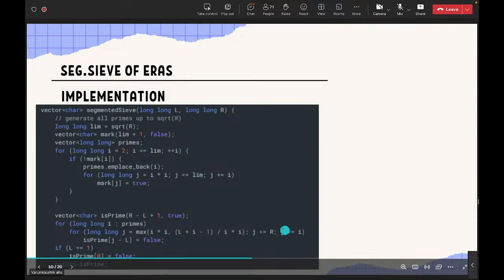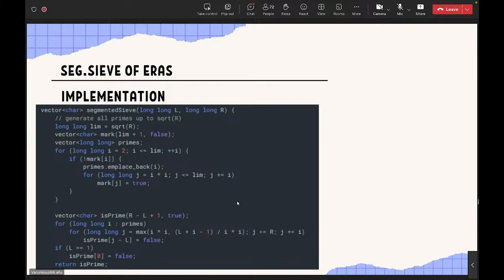Now, someone has to say why (L + i - 1) / i * i has come. If only we should have taken i*i, why does this L plus i minus 1 term come again? Can anyone say to me in chat? Anyone?